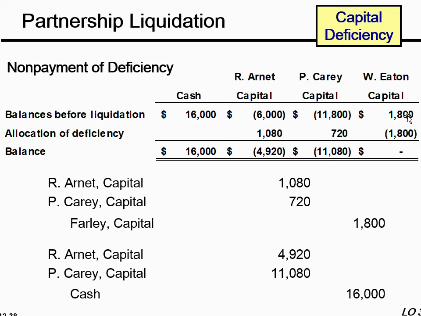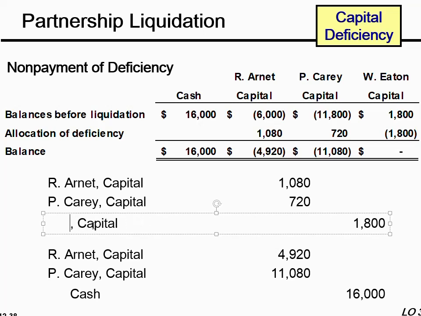So these are the opening balances, just like in the previous case I explained to you. 16,000 cash, Arnett has a claim on the business of 6,000, and Carrie has a claim of 11,800, and Eton has to pay 1,800, but he says I don't have money and he proves that he is bankrupt. In that case, the other two partners are supposed to share his loss. His loss was 1,800. So Eton capital will get credit because now Arnett and Carrie are sharing it.